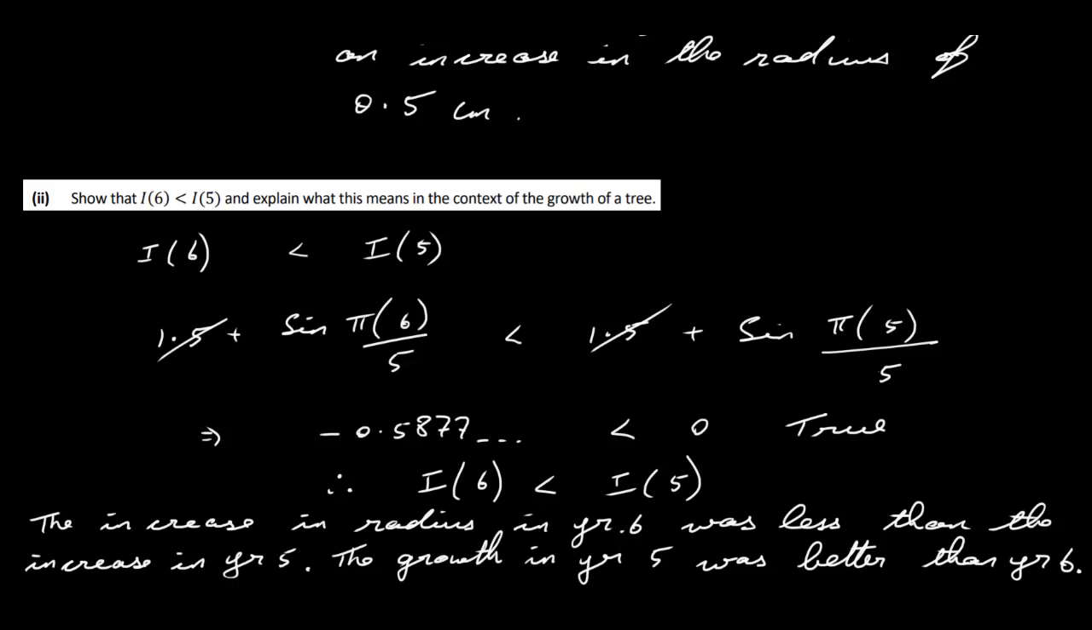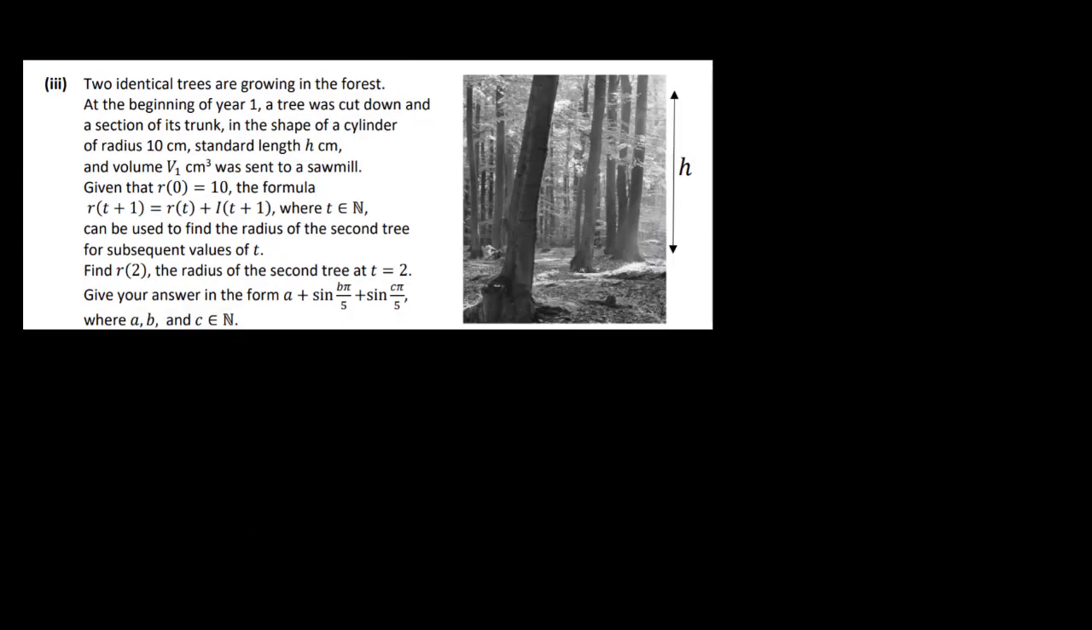So again, something along those lines you can write. So in year 5 the tree grew better than it did in year 6. Maybe the weather was better or whatever. Anyway, that's part 2. Okay, so part 3 then.